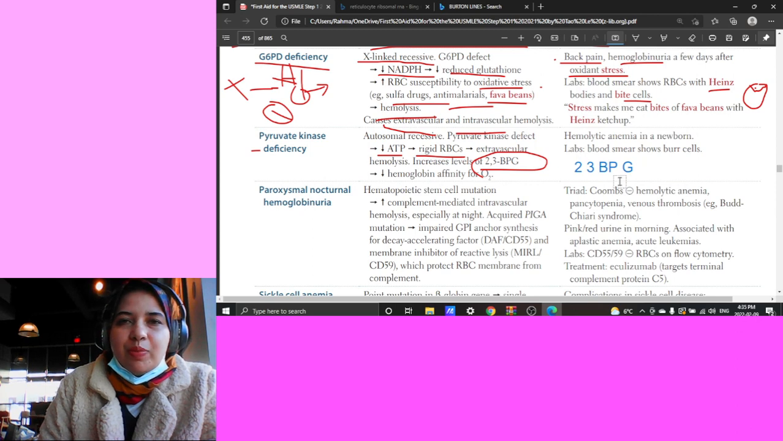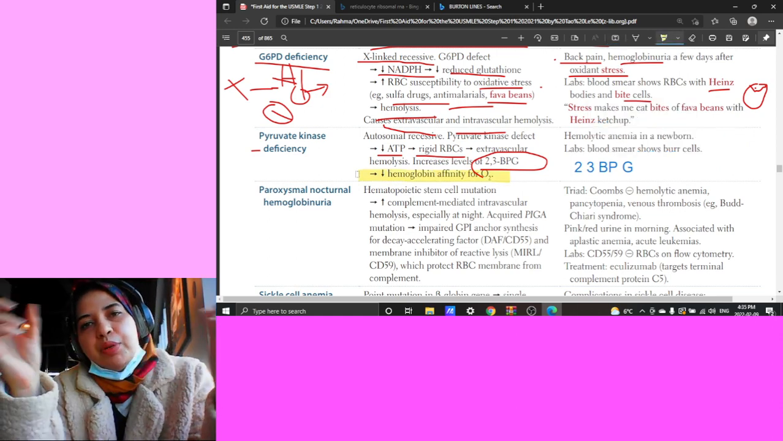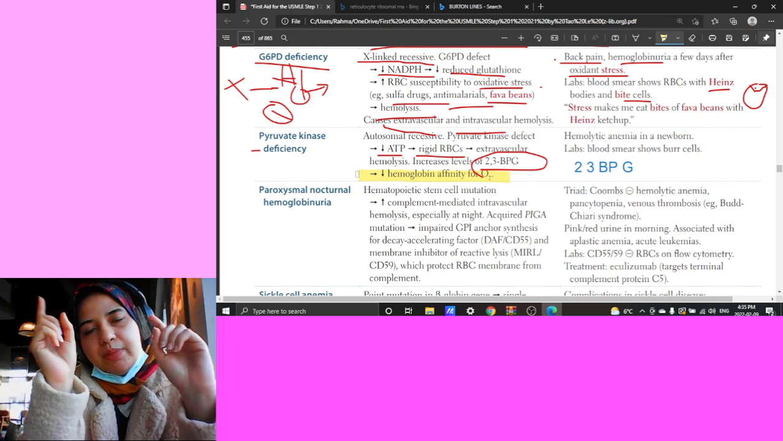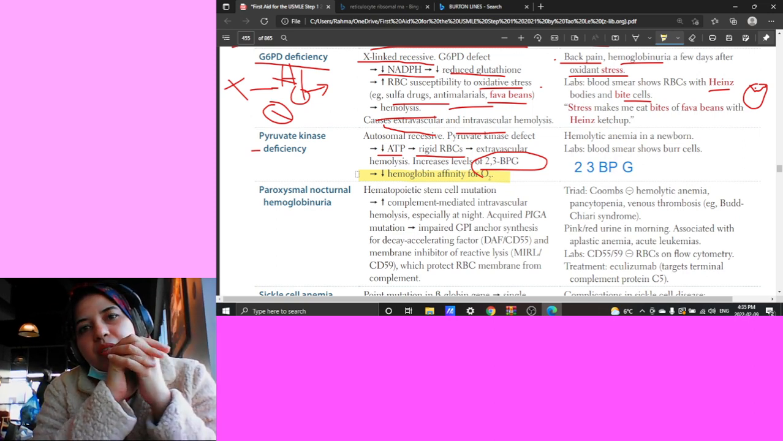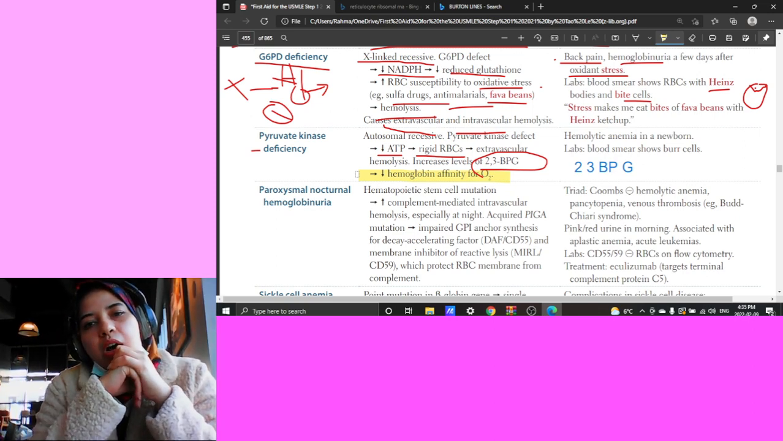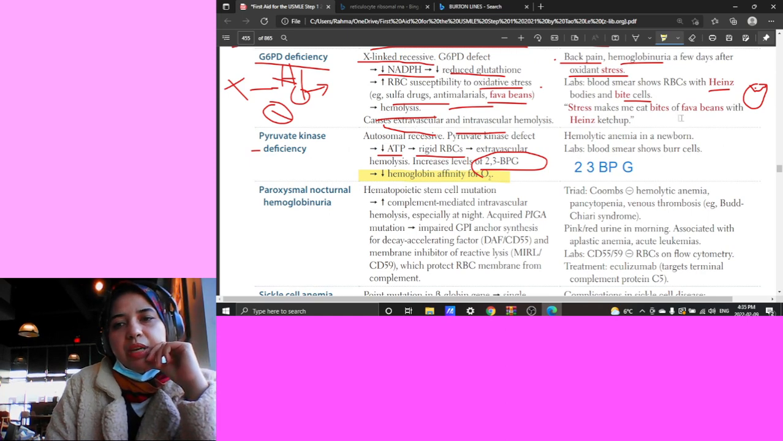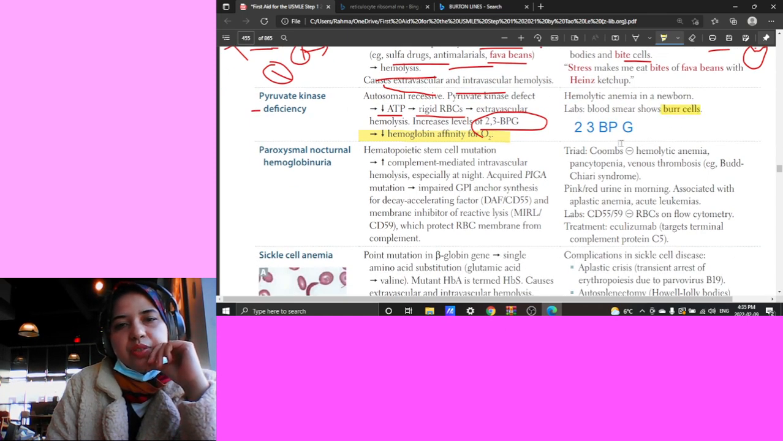Because you have increased 2,3-DPG, remember, increased 2,3-DPG means you have decreased affinity for oxygen. Remember that 2,3-DPG binds between the two beta globins. What's going to happen is you're going to have the relaxed form that goes with oxygen, right? So therefore you have a decreased affinity to oxygen. Hemolytic anemia in a newborn, and you're going to have those bite cells, don't forget about that.